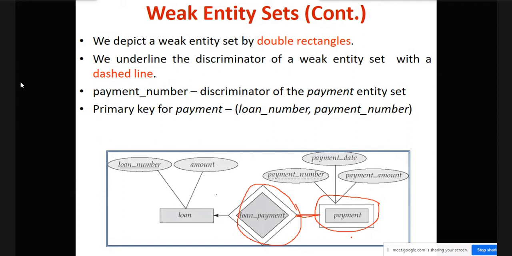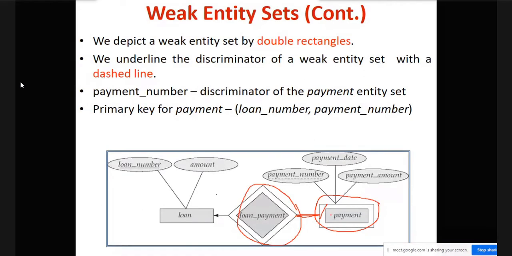So this payment number is a key for this weak entity set, which is represented with a dotted line. This is known as a partial key or discriminator for payment. Now I have to identify the primary key for my payment, otherwise I cannot show the table in my database for payment because it does not have a primary key.